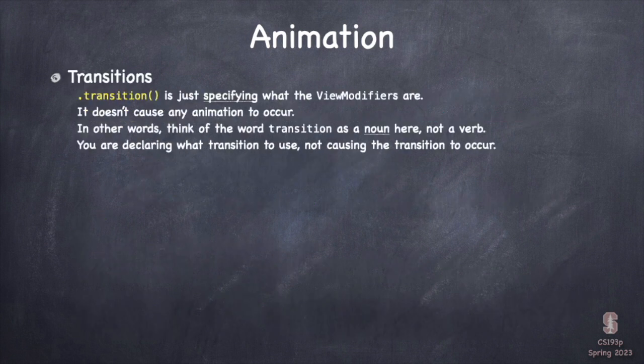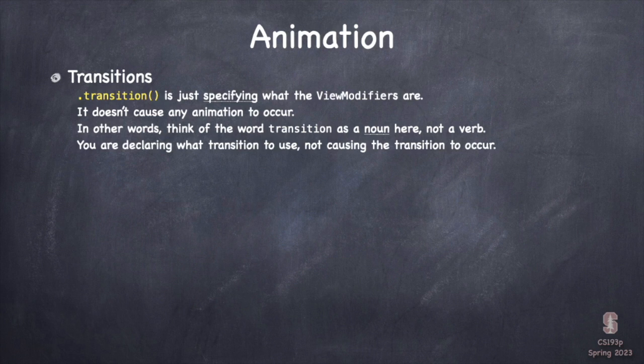This dot transition view modifier, like dot transition opacity or whatever, you're just specifying the transition there. The word transition can be used as a verb. People think, oh, I put dot transition, I want this view to transition. Okay, that's not what's going on here. Think of transition there as a noun. This is the transition to use when this thing appears or disappears.